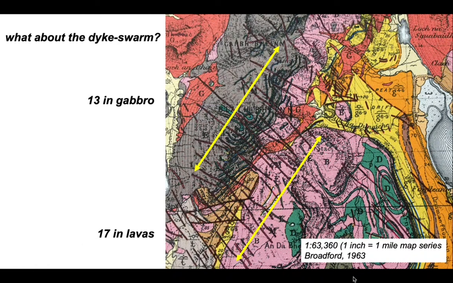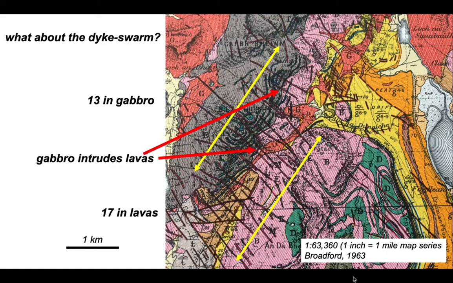Now, from the map pattern, what about the age of the gabbro relative to the lavas? Well, the gabbro intrudes the lavas. It's an intrusive unit. So here's the intrusive contact between the gabbros and the lavas. So the gabbro is younger than the lava fields around the edge. What's that mean about the dikes?